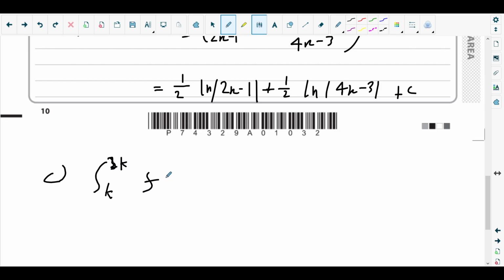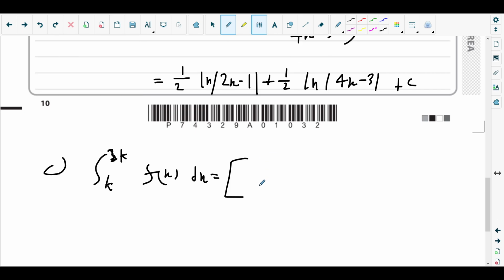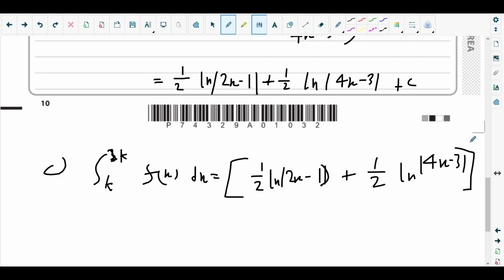The integral of f(x) dx can be written as half of ln modulus of 2x minus 1, plus half of ln modulus of 4x minus 3. Now the definite integral with limits 3k and k.